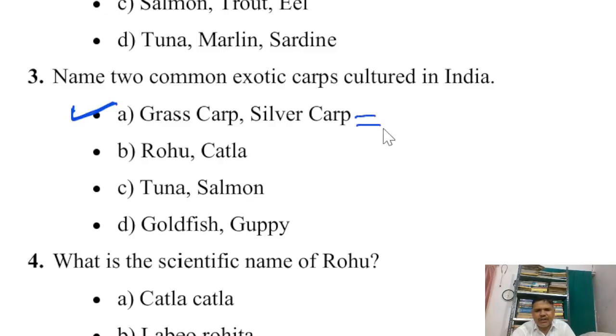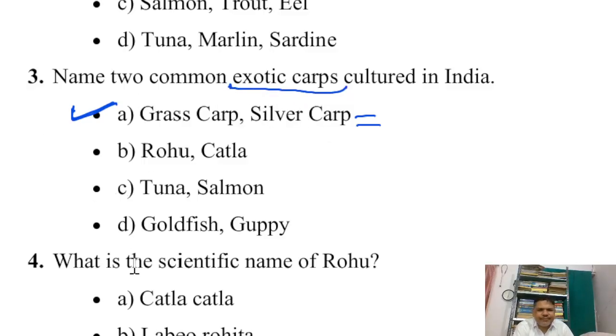These are from a foreign country. The real home country is some foreign country, but we bring them here to India for their good properties. So these are grass carp and silver carp, and these are the exotic carp. It means the foreign species.